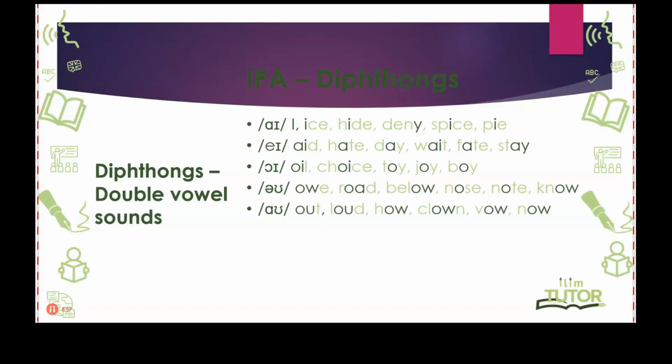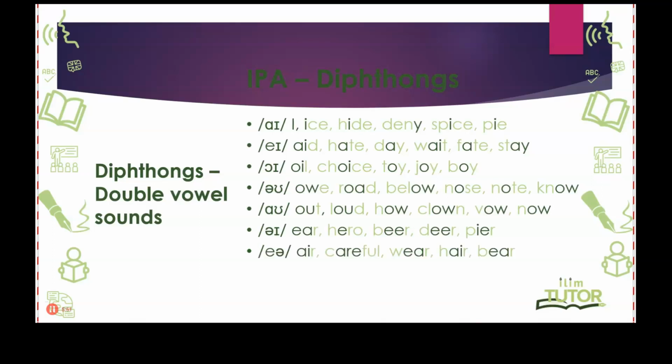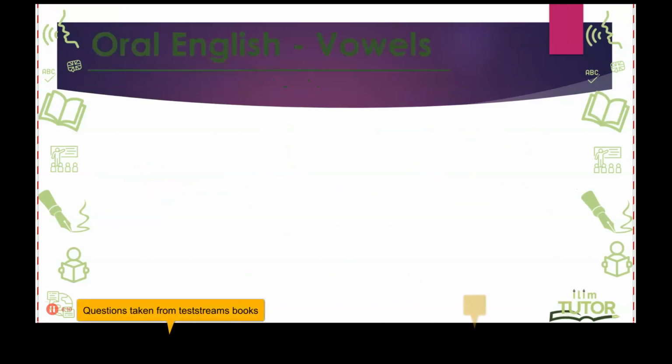And then you have next vowel, which is beer, dear, peer, hero, and ear. And then you have careful, where, hair, and bear. And then you have cure, fuel, sure, pure, and lure. So this is just a quick recap and reminder of these diphthong sounds that you need to be able to recognize. So in terms of the practice questions, let's look at some specific practice questions.